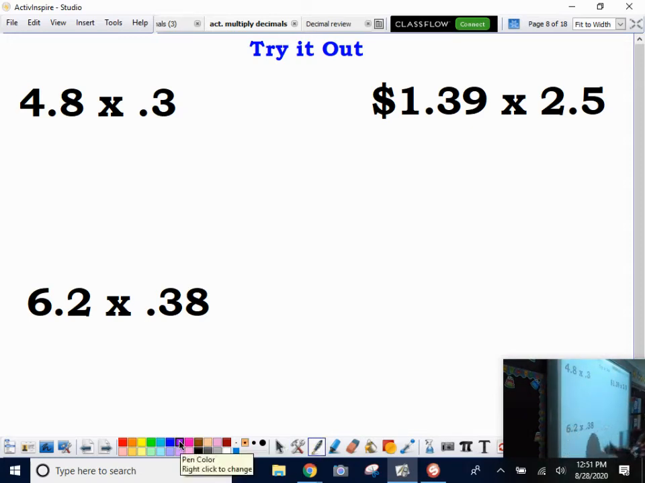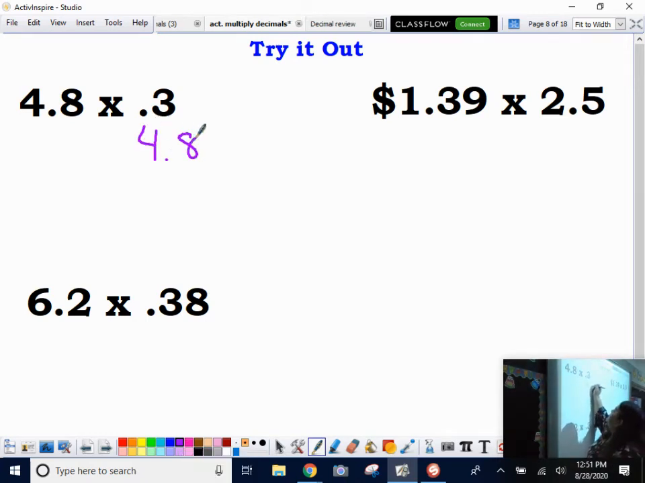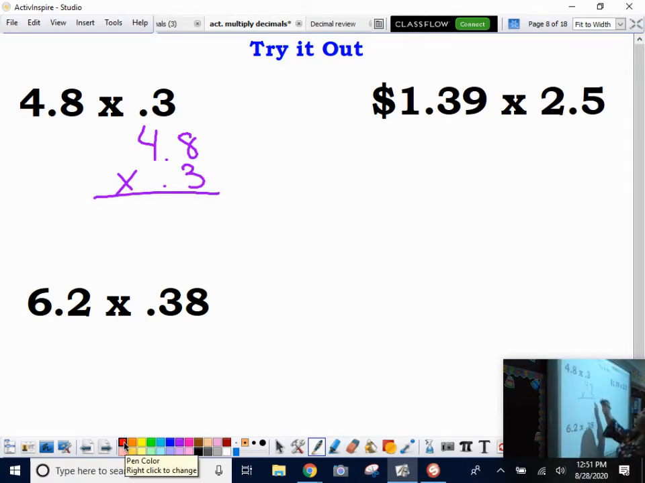Okay. You should have, let's see, 4 and 8/10. I'm going to rewrite them. 4 and 8/10 times 3/10. Okay. Let's see. 3 times 8, you should have got 24. 3 times 4 is 12 plus 2, 14. Now let's see if you move that decimal correctly, okay? This had 1 place value.